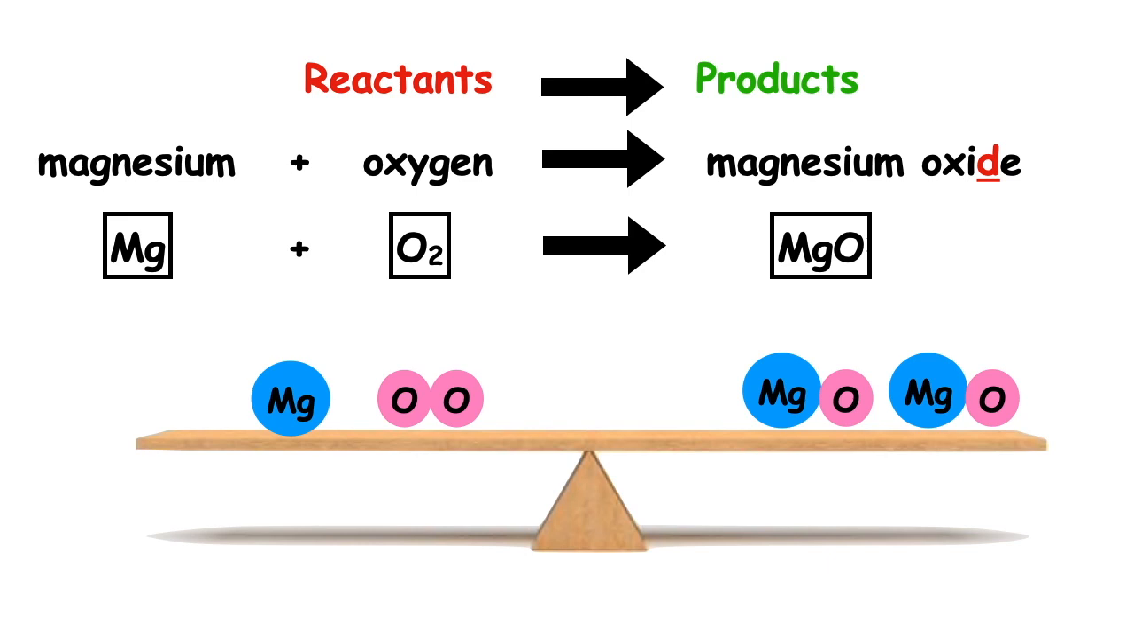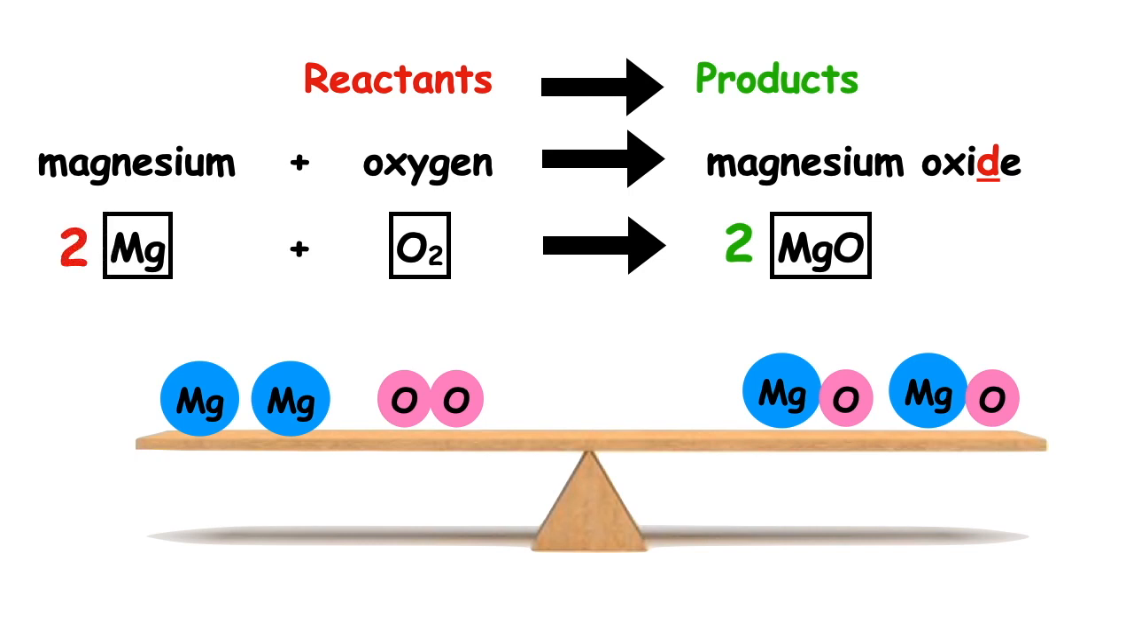At this stage, we add a 2 in front of the magnesium oxide in the chemical equation. That tells us that we have 2 magnesium oxides. However, there's now another issue. On the right hand side, we now have 2 magnesium atoms, and on the left hand side, we only have 1. So to balance this out, we need to add another magnesium atom to the left hand side.